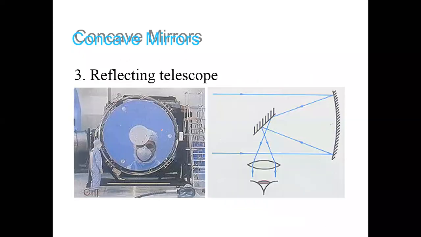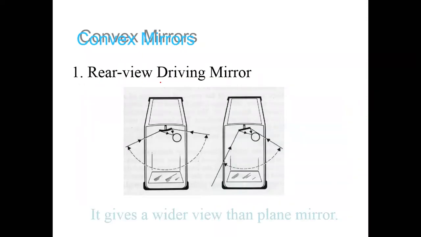These are concave mirrors. The third use is the reflecting telescope, where we use concave mirrors. The fourth one, for the rear view driving mirror, this time we use a convex mirror. Why? Because it shows us a large area. If you use a plane mirror or concave mirror, you have a small area to see. That's why it is better to use a convex mirror for your rear view driving mirror.